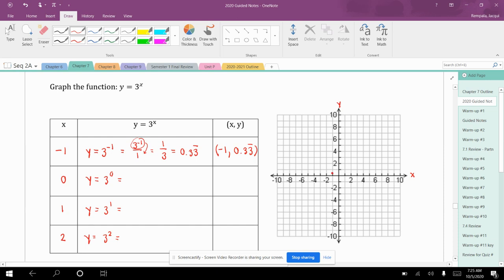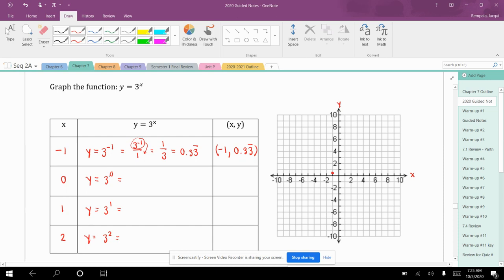So we are going to be plotting points that are not necessarily super, super nice points. We're going to have to kind of estimate. So notice how I went just a little bit above 0, but it has to be smaller than 1 because 0.3 is in between 0 and 1.